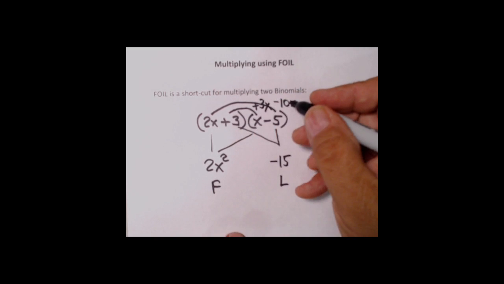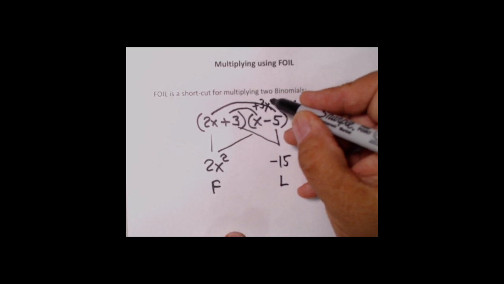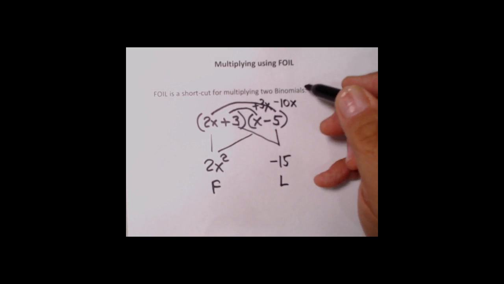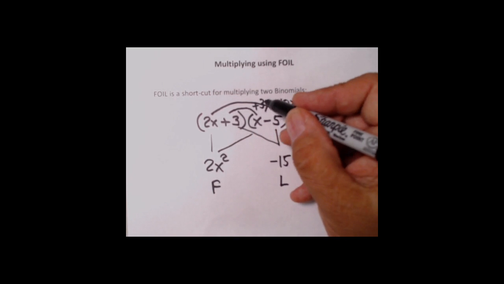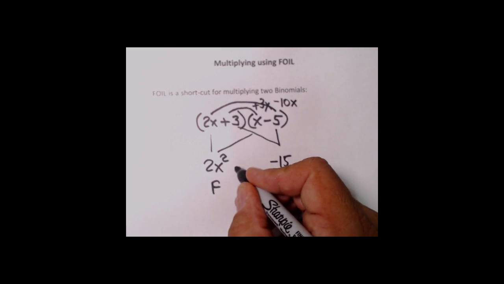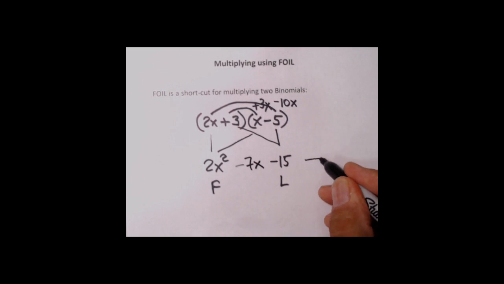Now, usually these two guys are like terms. X to the first power, we can combine them. Doesn't always happen, but most of the time it does. So I got plus 3x minus 10x. The negative wins by 7, so minus 7x. And there is your multiplied answer.